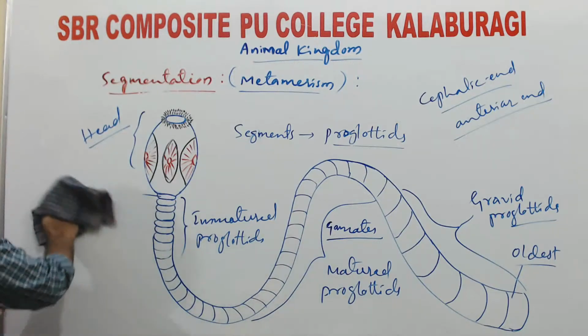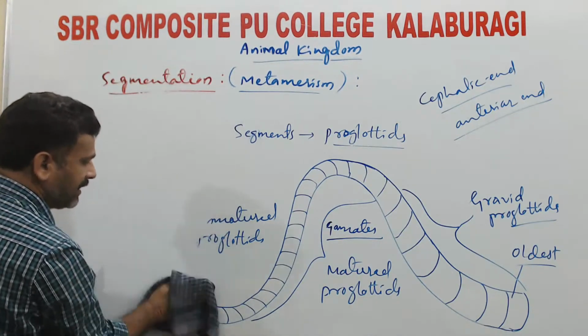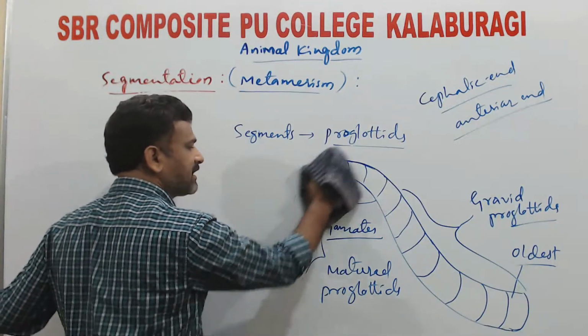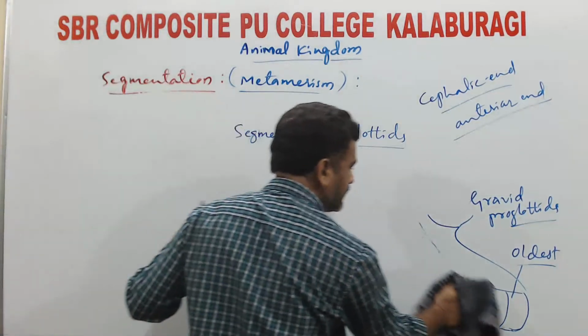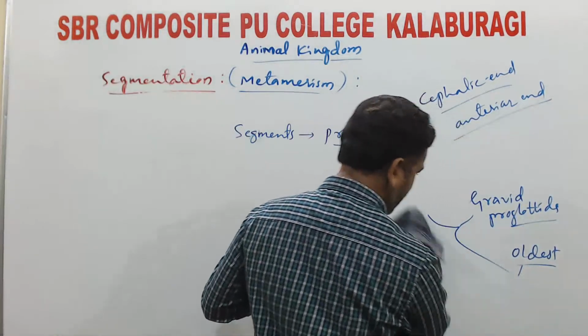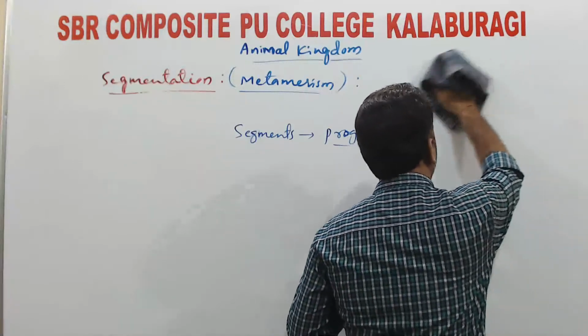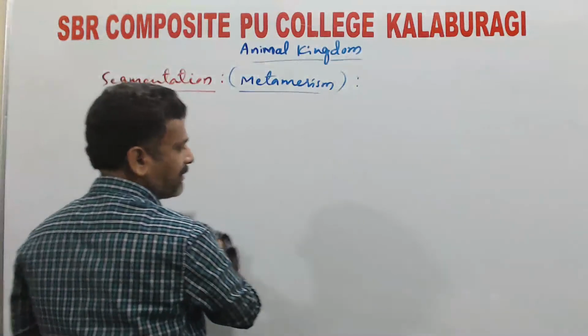But as in case of other groups of organisms, whatever the segments are there, these are the true segments. These segments exhibit either internal segmentation or external segmentation, or in some groups of individuals, they exhibit both internal as well as external metabolism or segmentation.